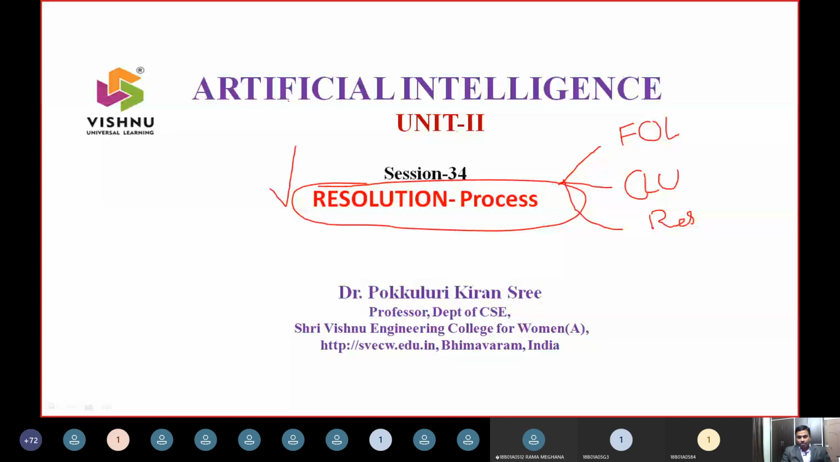So all these three steps are very important. Many times people ask you to apply the resolution mechanism for a given set of statements. Another question asked many times is how do you convert the following statements into first order logic. Many times this question is asked for 8 marks.